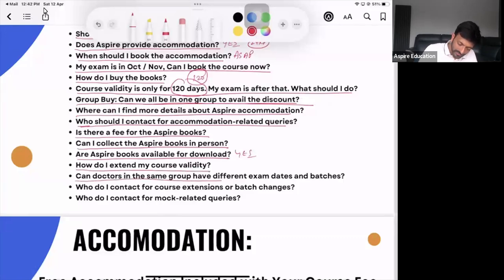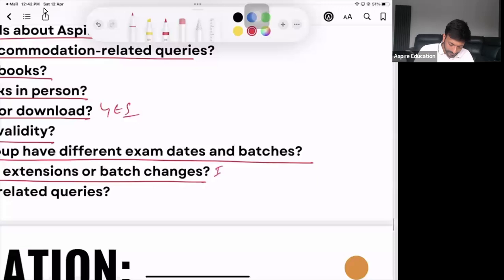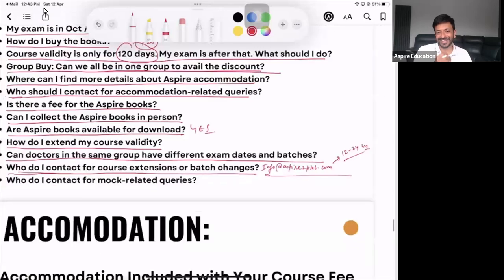Can doctors in the same group have different exam dates and batches? Of course. Nobody is telling you that you have to be in the same batch to get the group of 5 discount. You are in any group, doesn't matter. Group of 5 together, group discount done. Right? Who do I contact for course extension or batch changes? You just have to drop an email to info@aspire2plab.com. That's it. And I can reassure you, your query will be dealt with in between 12 to 24 hours only. We are quick in this, right?